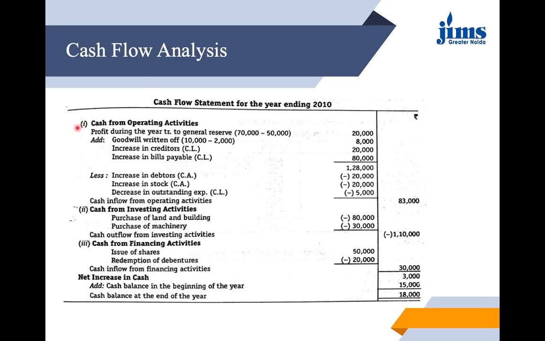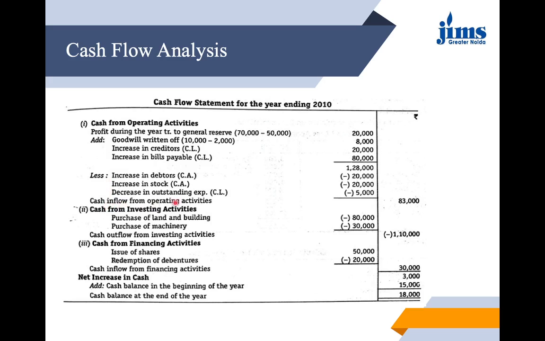At the first point, we have considered the cash from operating activities. We have begun with the profit which during the year has been made and transferred to general reserve. Then we have added the non-cash item, that is goodwill written off. Then we are adding the increase in current liabilities and decrease in current assets. Current assets are not getting decreased, so for that reason it is not visible here. On the other hand, we are subtracting the increase in current assets and decrease in current liabilities.